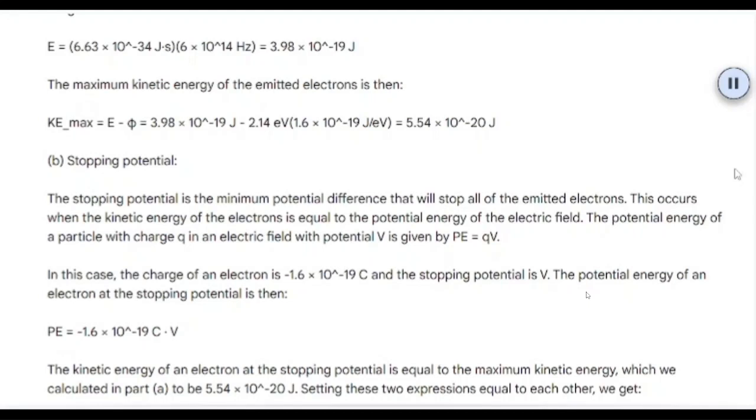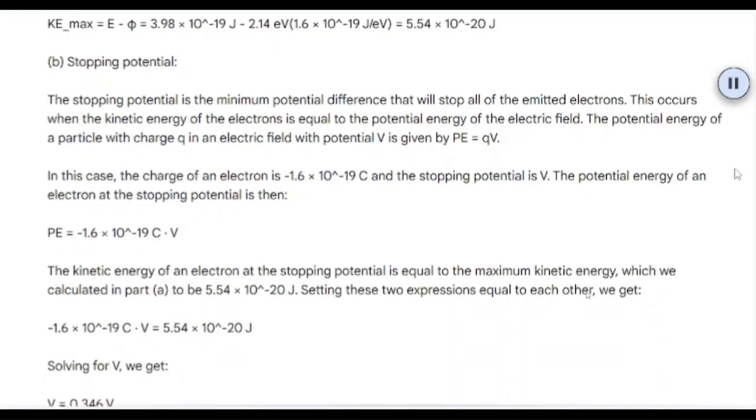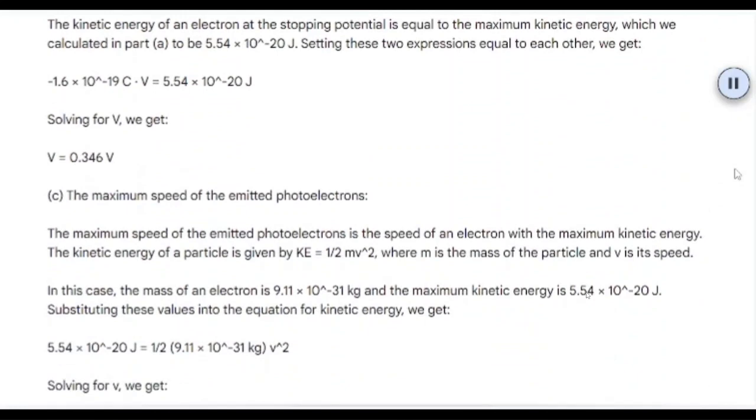V. The potential energy of an electron at the stopping potential is then PE equals -1.6 × 10^-19 C times V. The kinetic energy of an electron at the stopping potential is equal to the maximum kinetic energy, which we calculated in part A to be 5.54 × 10^-20 J. Setting these two expressions equal to each other, we get 1.6 × 10^-19 C times V equals 5.54 × 10^-20 J. Solving for V, we get V equals 0.346 V.